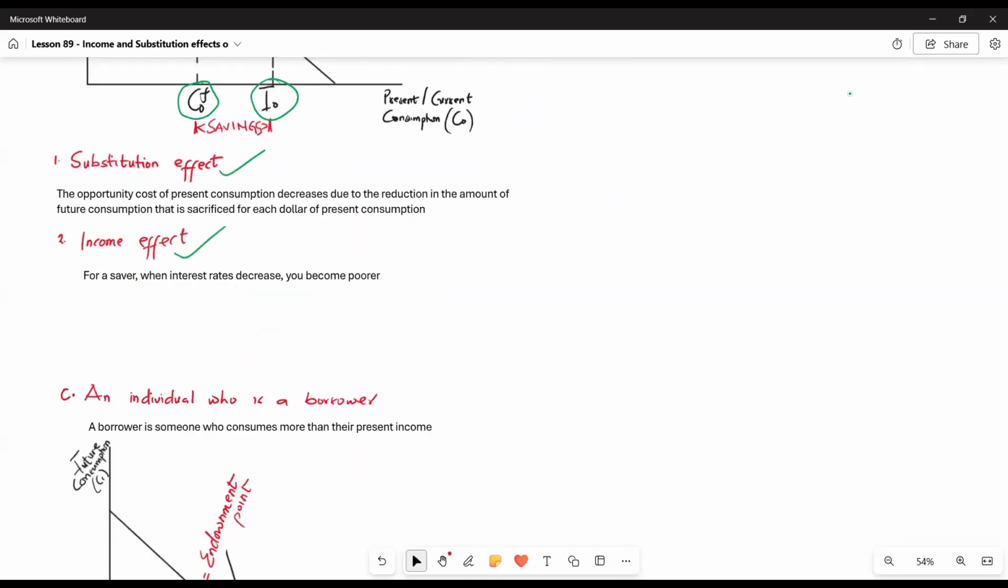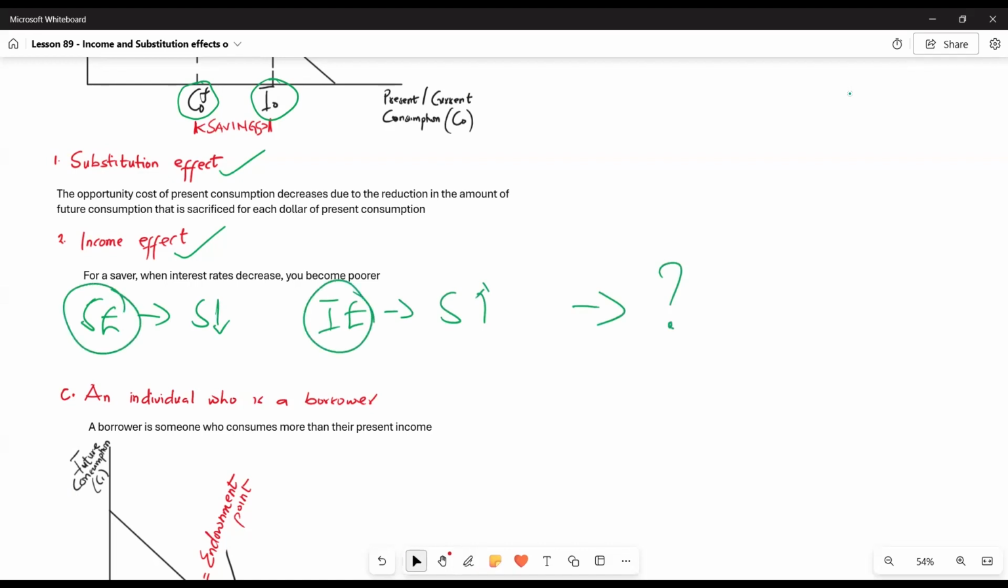In summary, what we are saying is for an individual who is a saver, when the interest rate reduces, substitution effect implies that savings are going to reduce, and income effect implies that savings are going to increase. So the net outcome is going to be ambiguous because it depends on which of these is bigger.